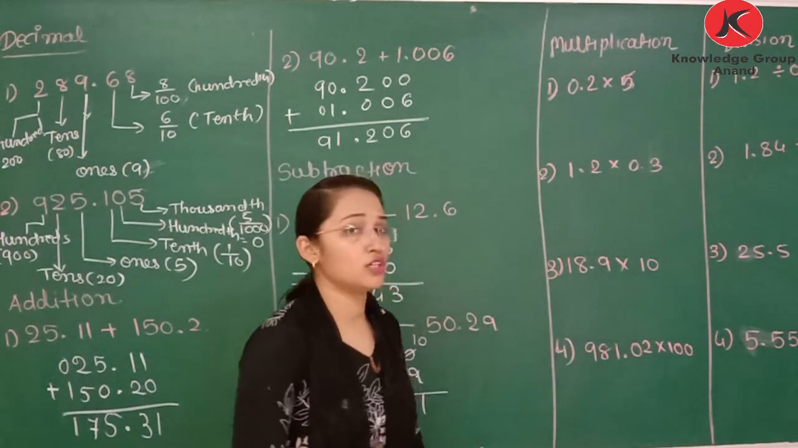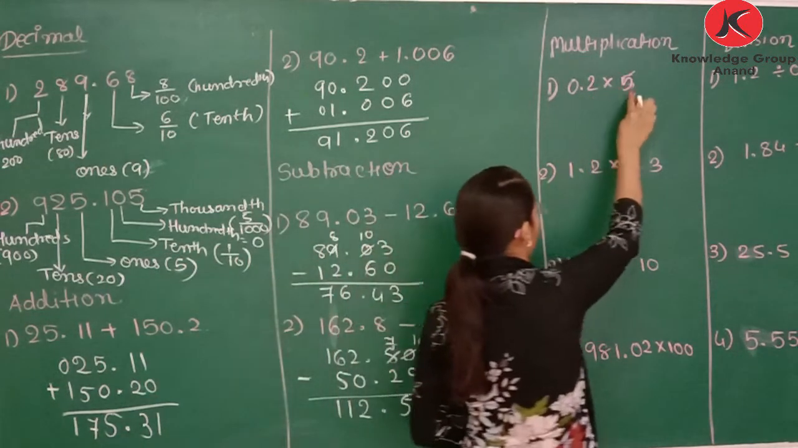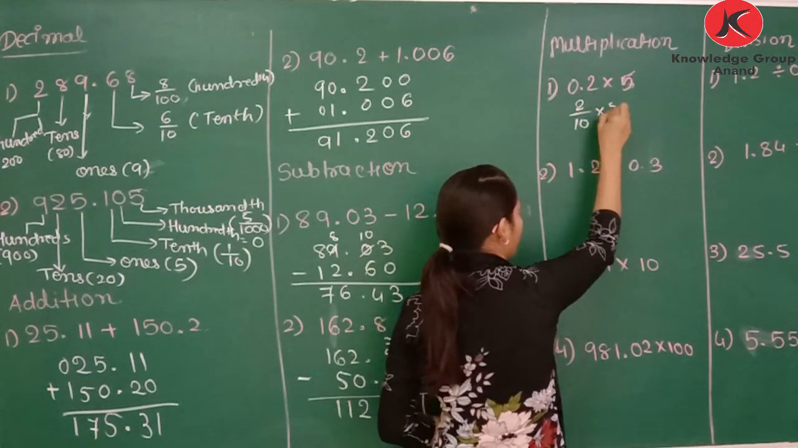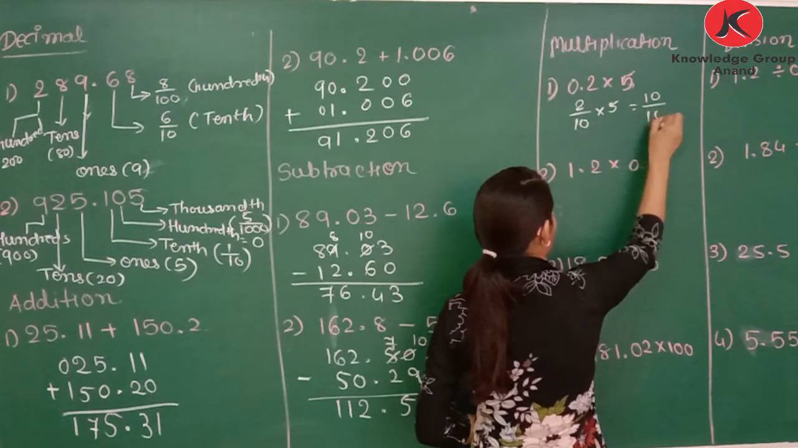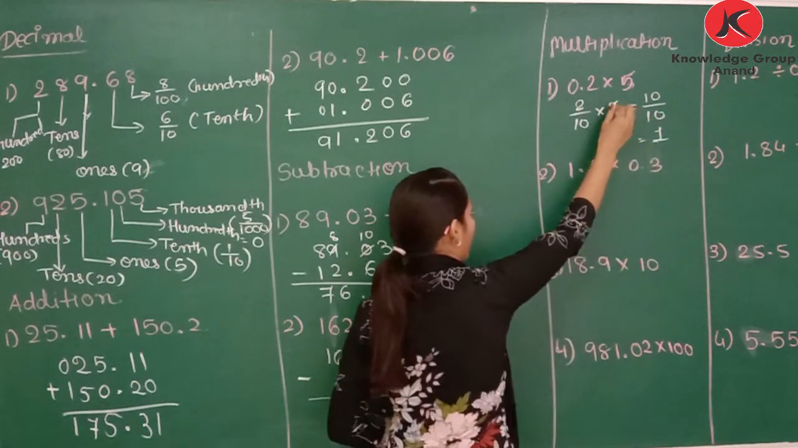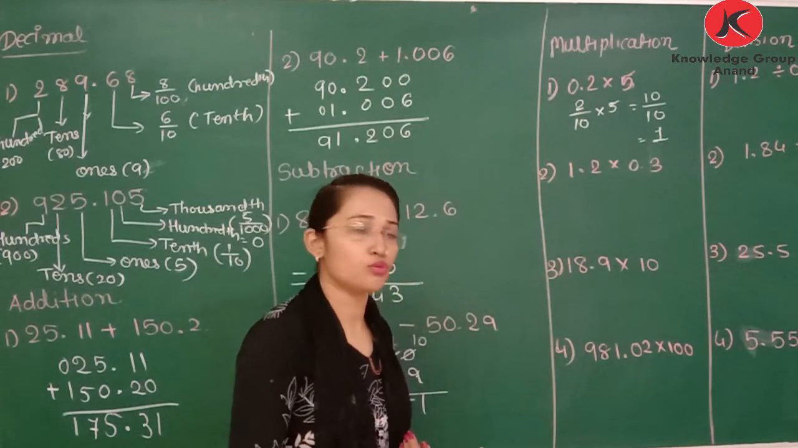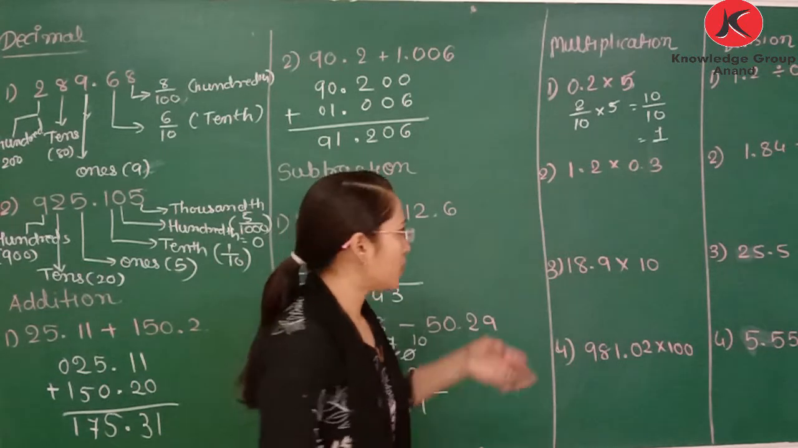Now, multiplication of decimal. In multiplication, you can convert the decimal into fraction. So here 0.2 multiply 5. You can write 2 by 10 multiply 5. 2 5s are 10 by 10. So it is 1. Okay. Now 5 and 2 are numerators, so you can multiply 5 2s, that is 10. 10 will be cancelled out, so it is 1.